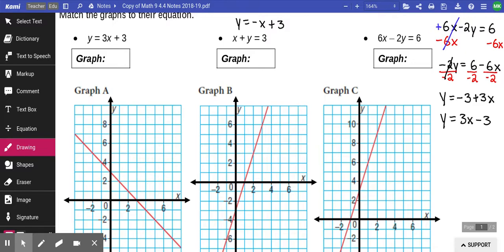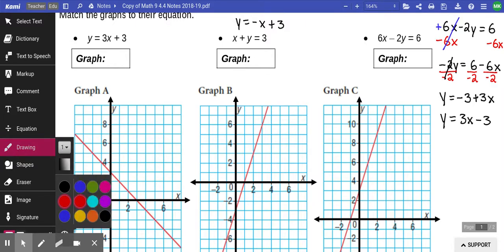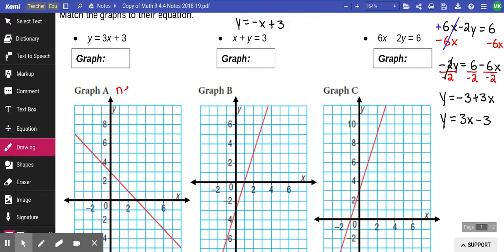If I look at graph A, it's going down from left to right. If I look at graph B and C, they're both going up from left to right. That means that graph A has a negative slope, while graph B and C have positive slopes. So I don't actually need to make any calculations. I can just look at them and know, okay, A is negative because it's going down. The other two are positive because they're going up.